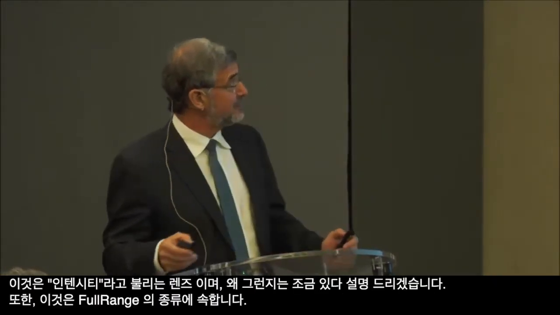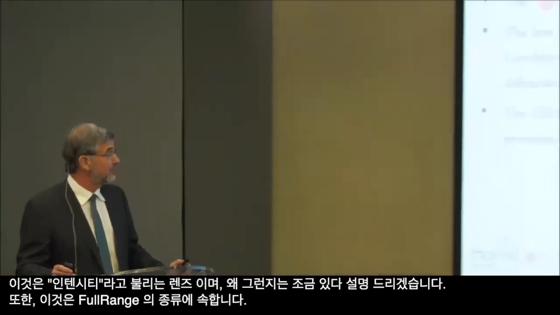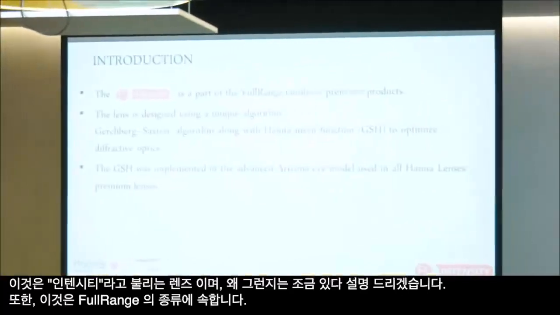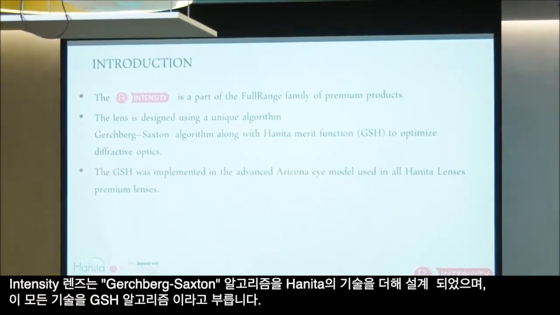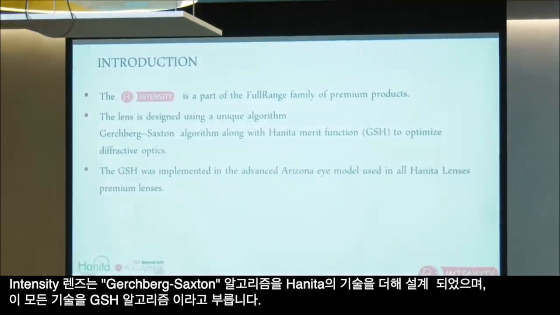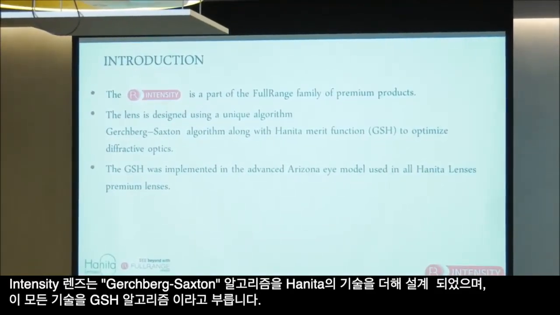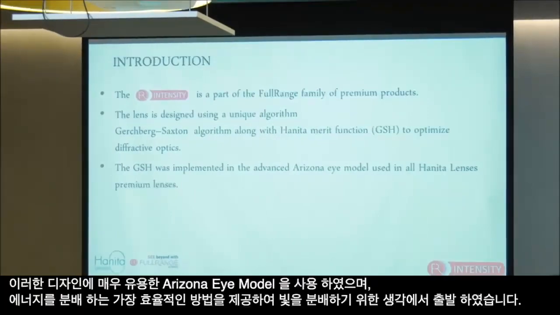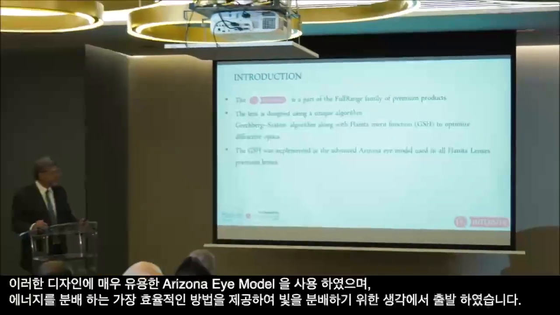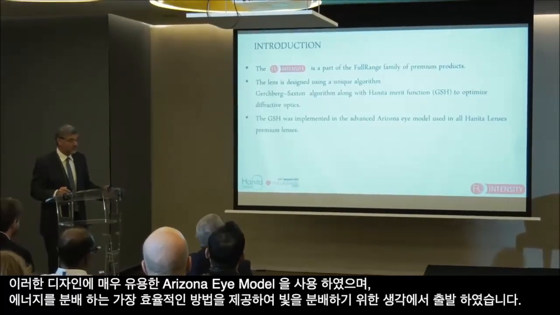This is a lens called the Intensity. In a minute I'll show you why. This is only part of the full range of lenses. It is designed by an algorithm called the Gerchberg-Saxton algorithm combined with the Hanita merit function, altogether called the GSH algorithm. They also use the Arizona eye model, which is very useful for these designs.